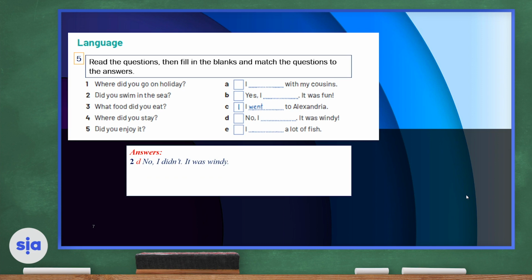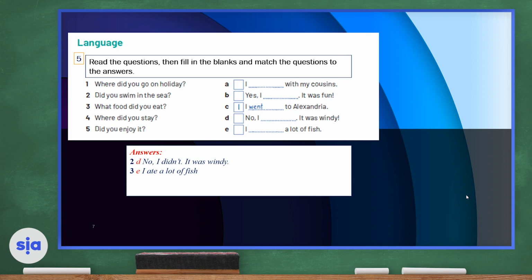Now let's go to number 3. What food did you eat? In this case, on the right-hand side, we're going to find food to be able to answer the question. I blank a lot of fish, which is I ate a lot of fish. So we will match 3 with the letter E.